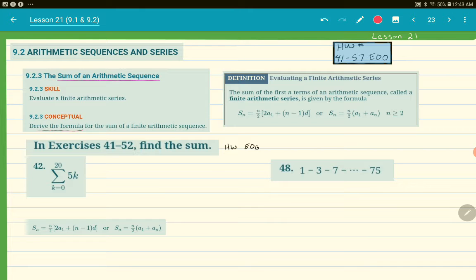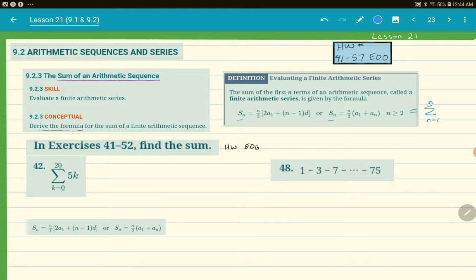So let's look at numbers 41 to 52. We're going to find the sum of, let's see, your homework is every other odd from this section. So we'll do 42 and 48 for examples. For number 42, I start at 0 and go to 20. Well, remember my partial sums always start at n equals 1. Remember that partial sum means the sum from n equals 1 to n.